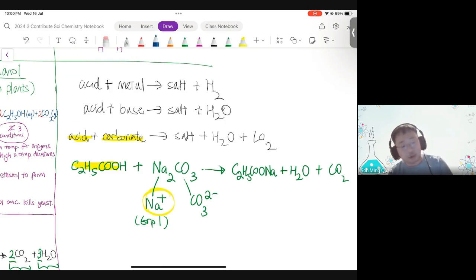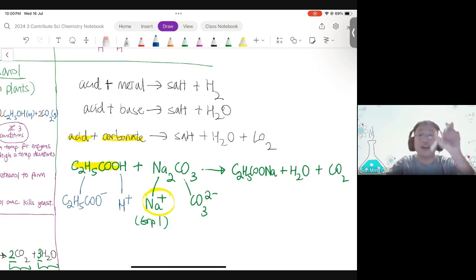Now, this works because, why can we drop the last H? Because we have learned in Sec 3, acids produce H plus ions in water, which means everything else that remains is a minus charge. So it's C2H5COO minus in order to balance out the positive on H plus. And that's why it makes sense that it's C2H5COO minus with Na plus, one of each.